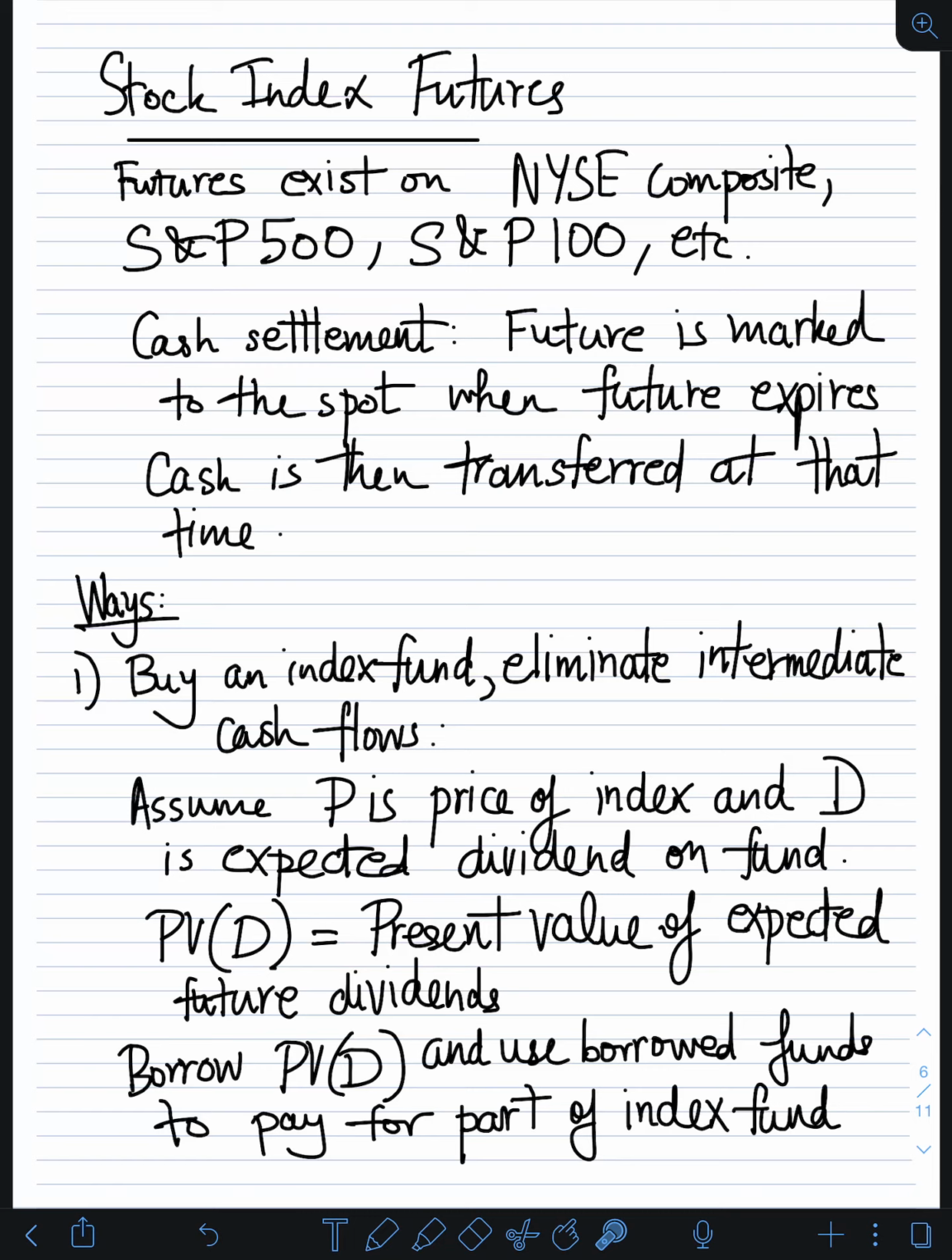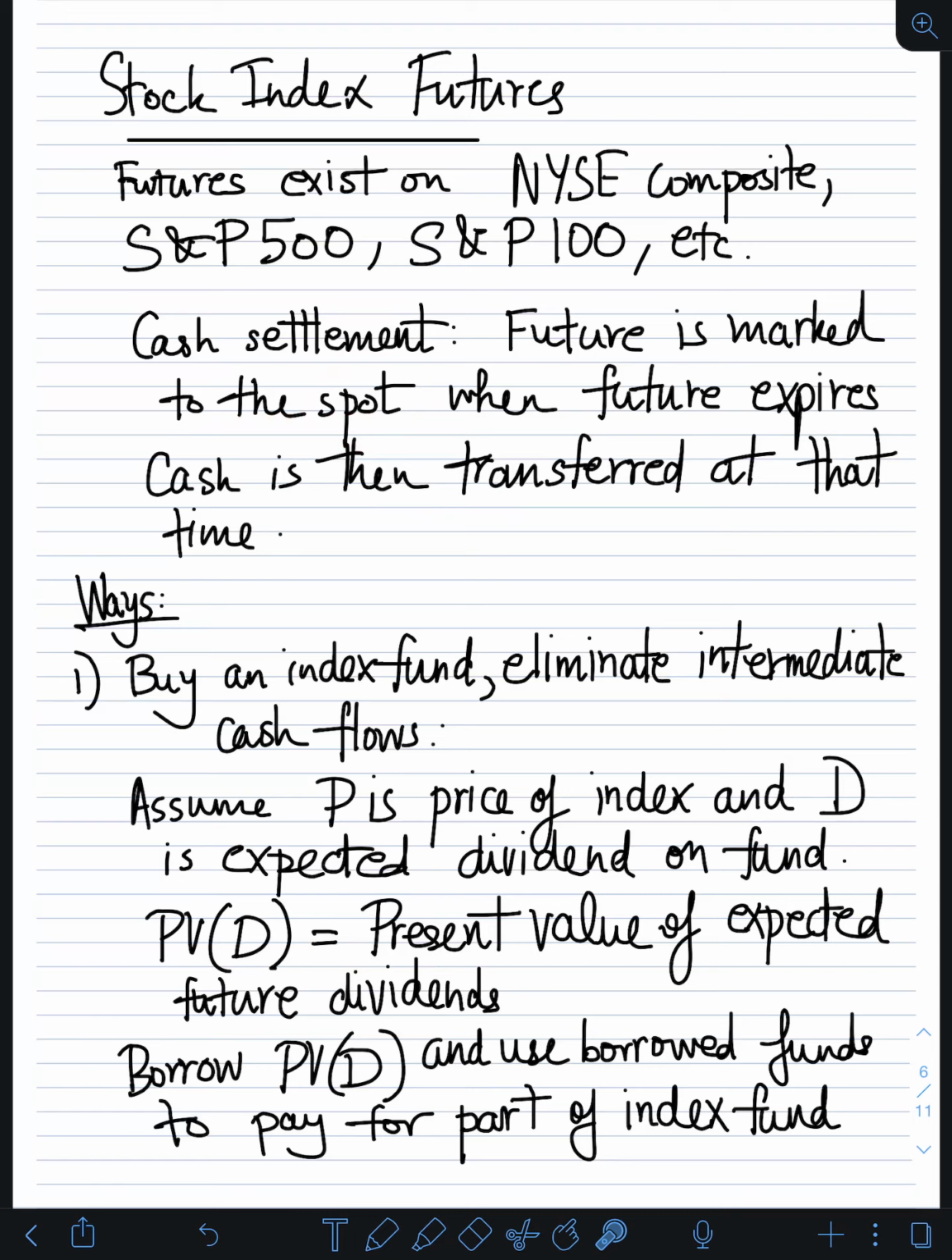So how does this cash settlement happen? The futures are marked to the spot. The spot is the price on that day. The futures are marked to the spot at the time the future expires. So whatever the price is on the maturity date, that's what it's marked against what the price was when you bought it, and then the cash is transferred between the two parties who engage in this contract at that time, at the maturity date.